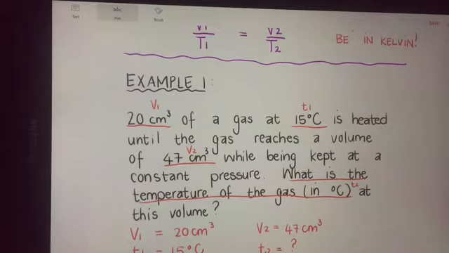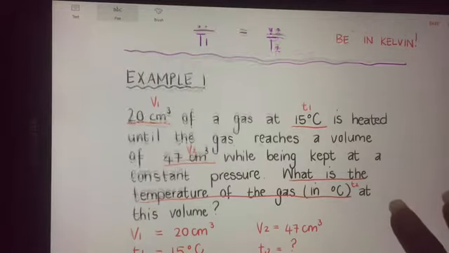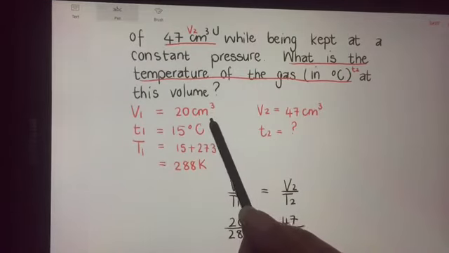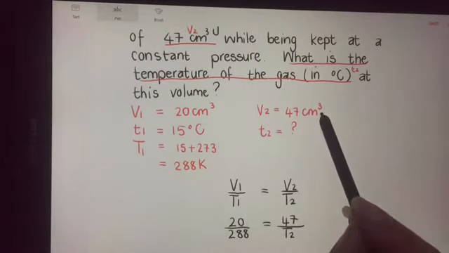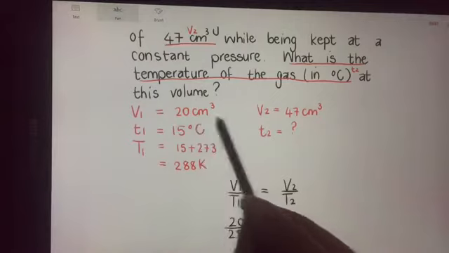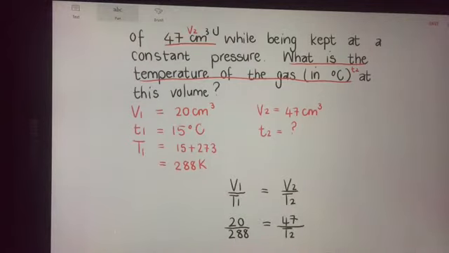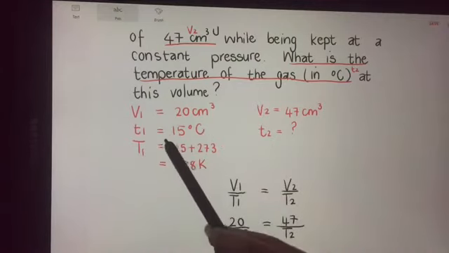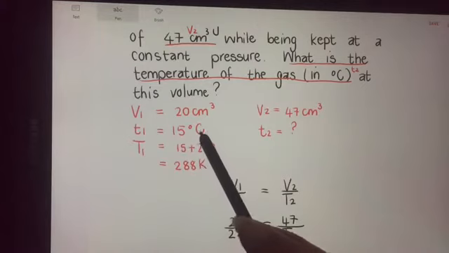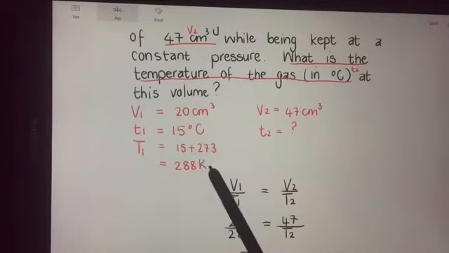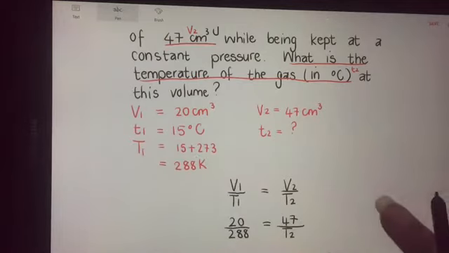So that just means I've got an extra step where I convert the Kelvin back to temperature. Take a look at what I've done here. Volume 1 is given as 20 cubic centimeters. Volume 2 is 47 cubic centimeters. Again, the two volumes must have the same unit. If those units are different, convert them so that they're the same. It doesn't matter which one. Centimeters cubed, centimeters cubed, so that's all good. The temperature is given as 15 degrees Celsius. It must be in Kelvin. So 15 plus 273 gives me 288 Kelvin.